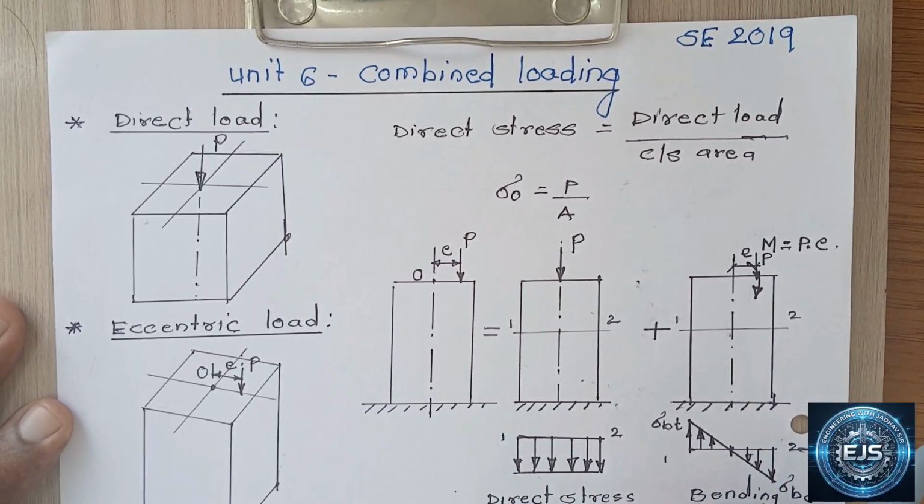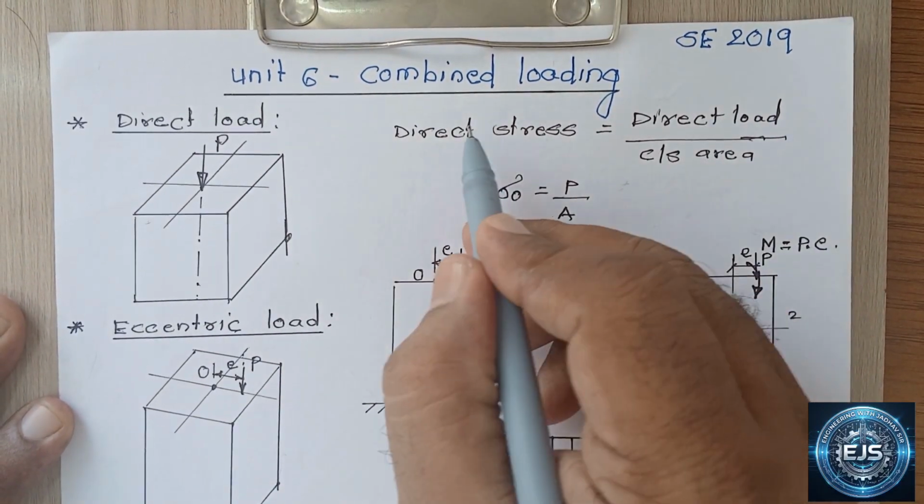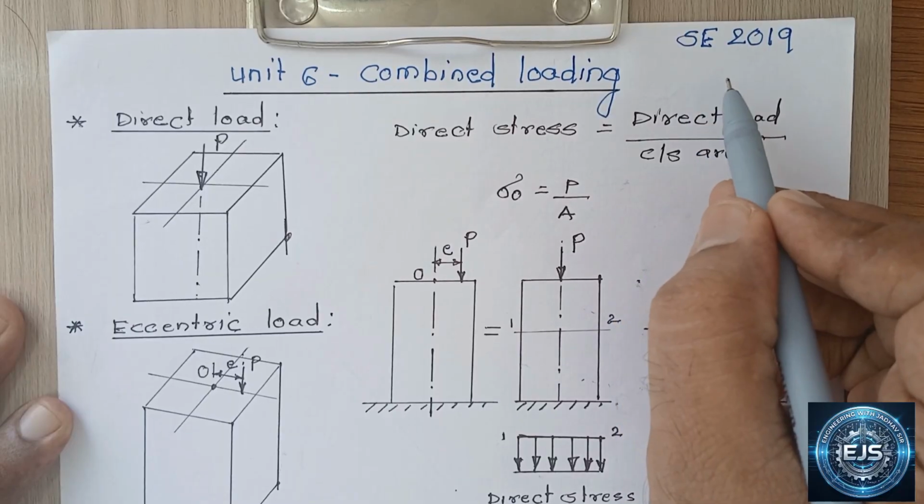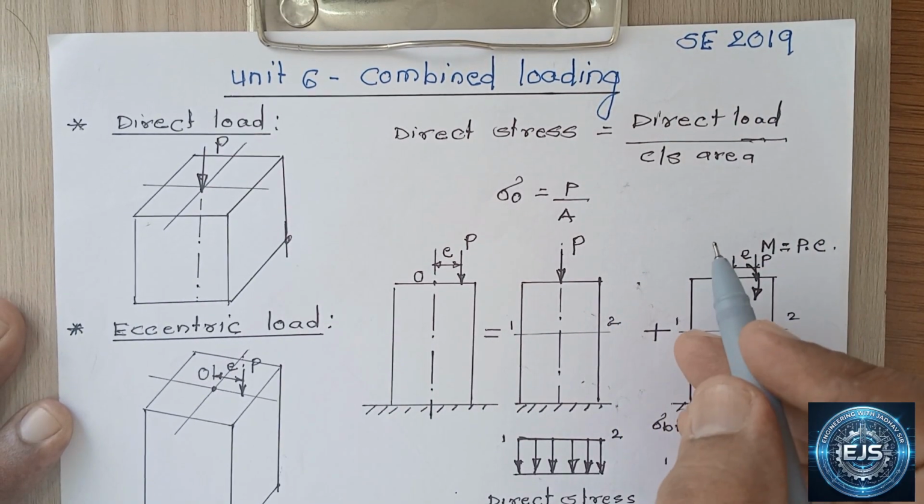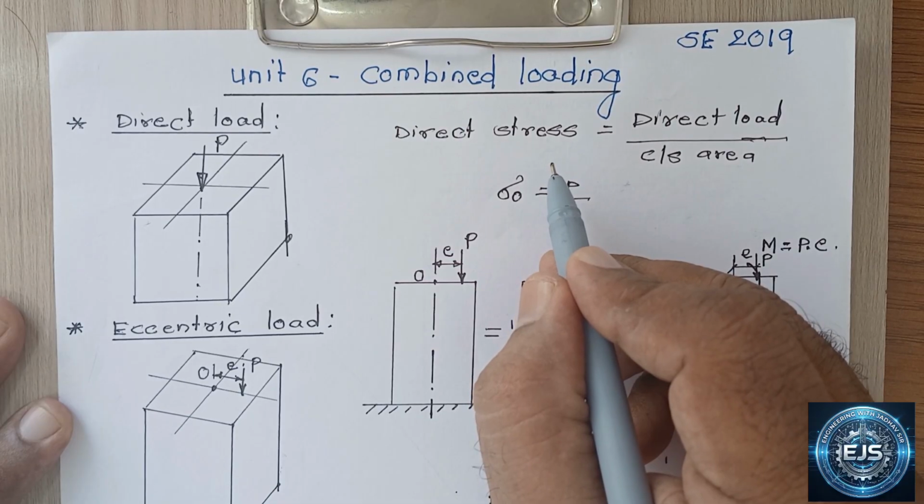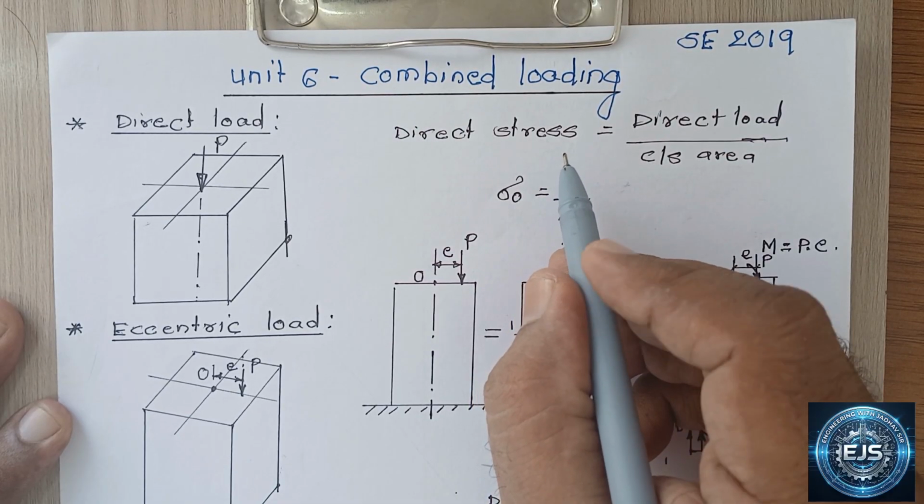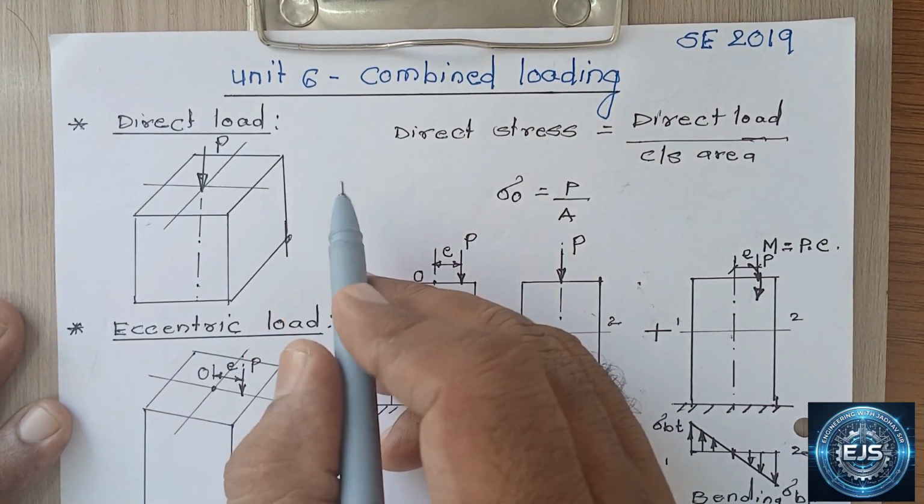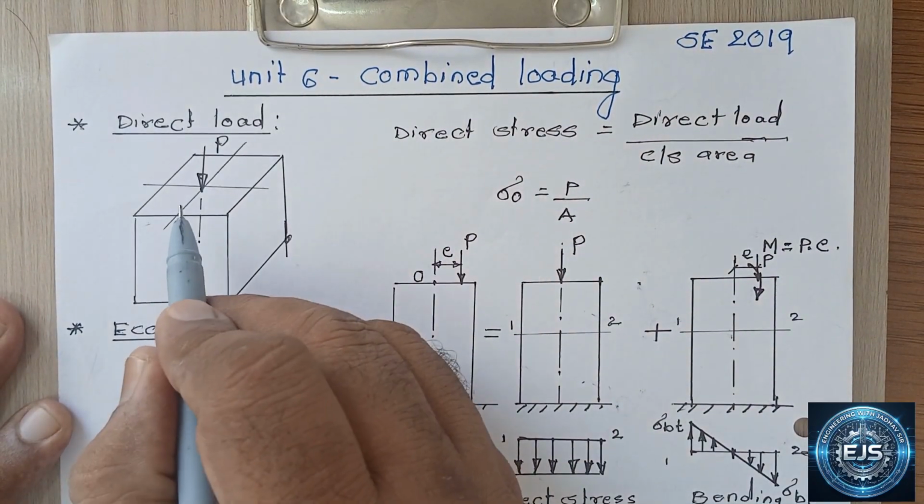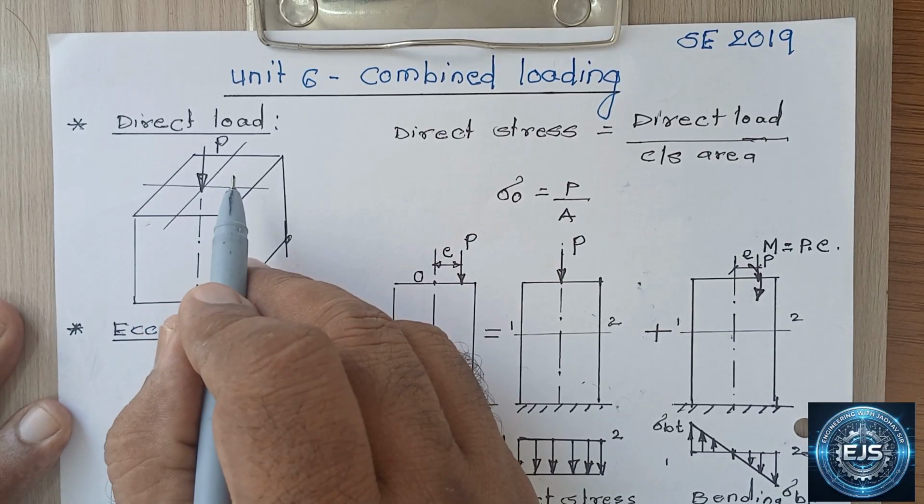Welcome to the lecture series on Unit 6, that is combined loading. This Unit 6 is included in the SE 2019 course syllabus. For the SE 2024 course, this part is included in Unit 5 along with the principal stresses. So Unit 6 is combined loading, and we'll try to understand various terms in it.